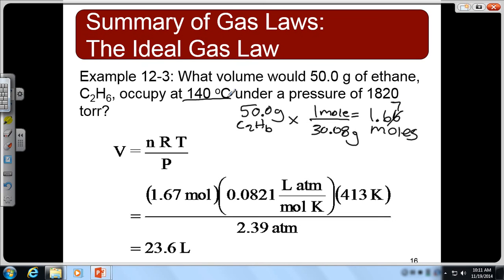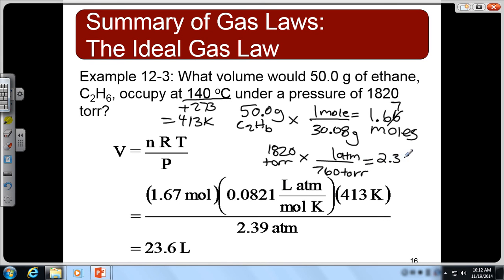Next, we have 140 degrees C. We cannot leave it as degrees C. We have to add 273, and that gives us 413 Kelvin. Then we have 1820 torr. ATM is always going to end up smaller, so if you don't put your conversion factor in right, you end up with a bigger number; you multiplied, and you should have divided. There's 760 torr in 1 ATM, and that gives us 2.39.